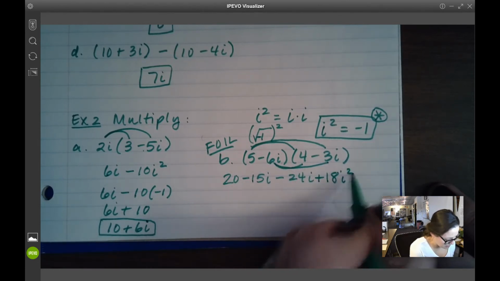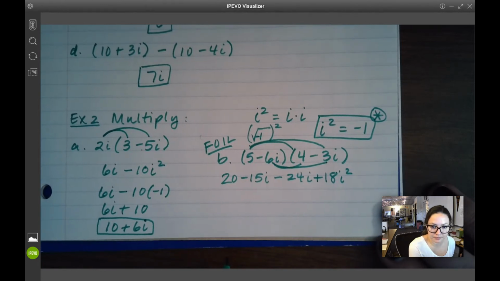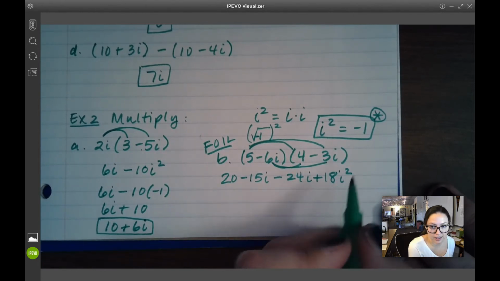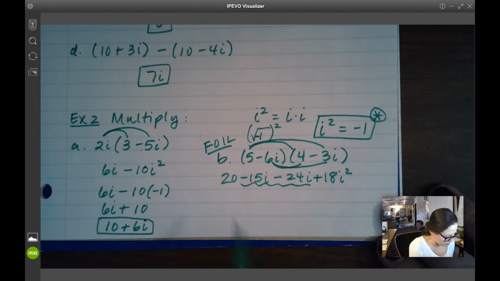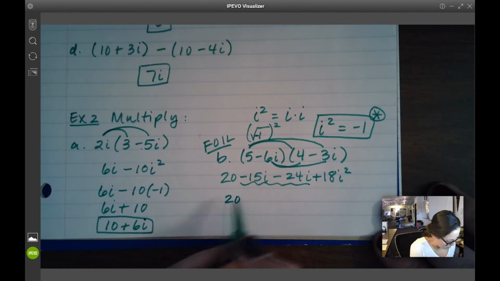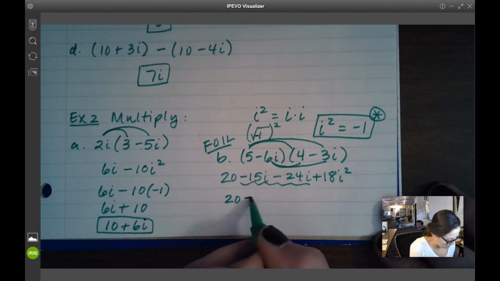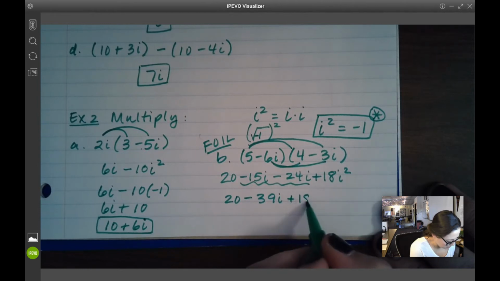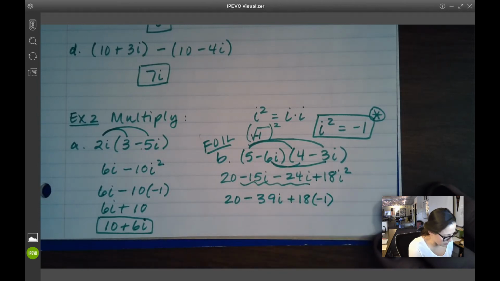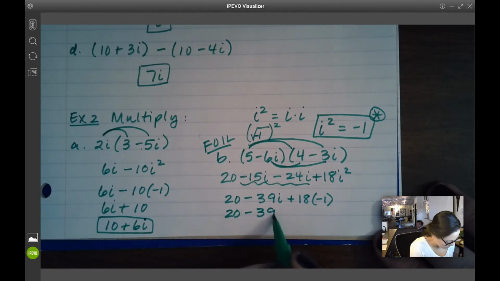i times i is i squared. i squared is really negative 1, and I can combine these like terms. So I'm going to do a couple things. Those together give me negative 39i plus, I'm going to replace i squared with negative 1. That means I have minus 18, and then I can do that subtraction. So I have 2 minus 39i.